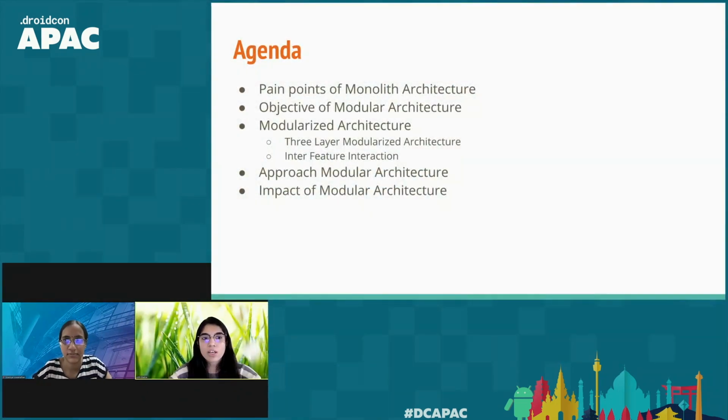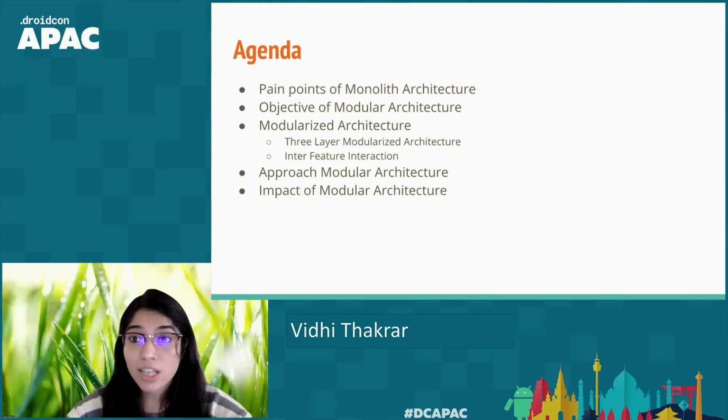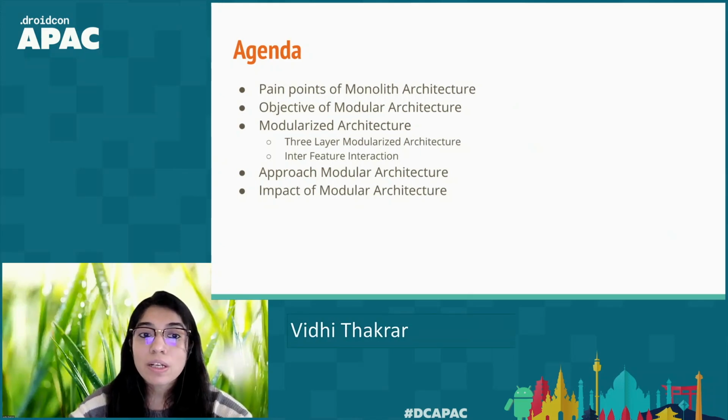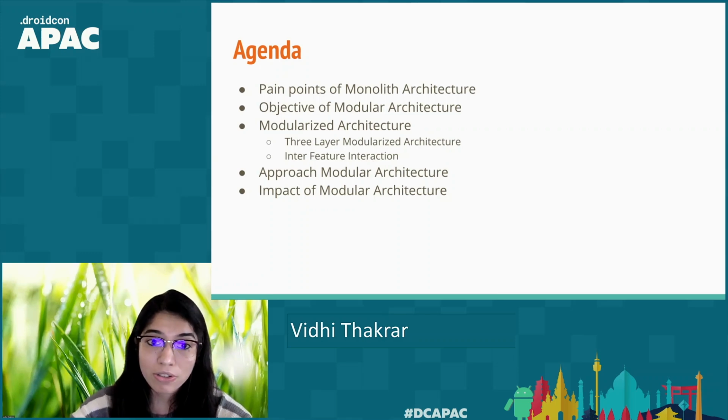So let's see what we are going to cover in this session. We are going to start with understanding the pain points which we have seen of the monolith architecture, then the objective which we have set ourselves for modular architecture. Then we'll go deep inside how we have broken the whole application into multi-module, and we'll talk about the three-layer modularized architecture. And after that, we'll cover the very important aspect of the modularization, that at the end, it is a single application, then how the multiple modules are going to interact with each other.